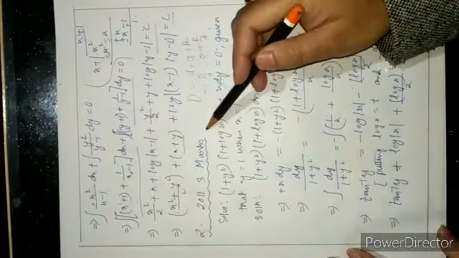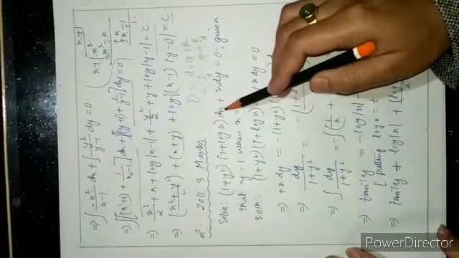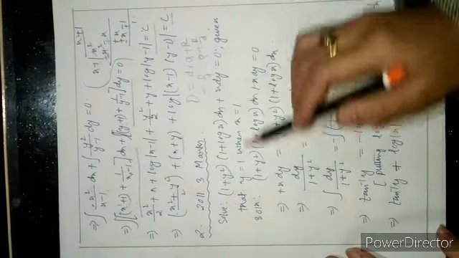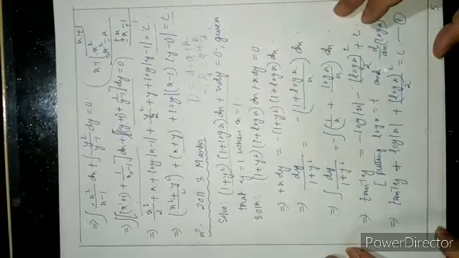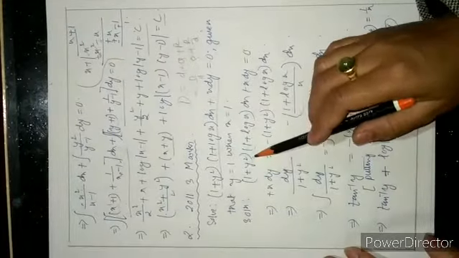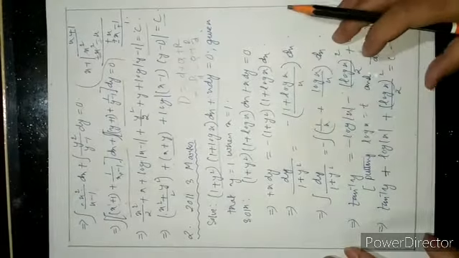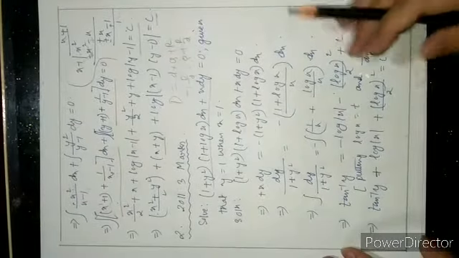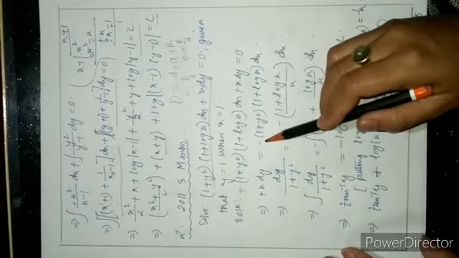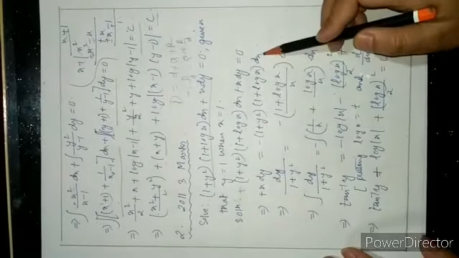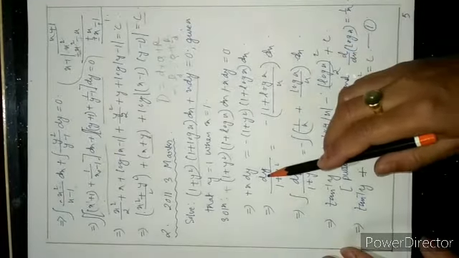Question number 2, 2011: solve (1 plus y square)(1 plus log x) dx plus x dy is equal to 0, given that y is equal to 1 when x is equal to 1. This differential equation is in variable separable form: (1 plus y square)(1 plus log x) dx plus x dy is equal to 0. It is a product of a function of x and a function of y, so separate them. Transposing the term x dy with a minus sign, we get x dy equals minus (1 plus y square)(1 plus log x) dx. Then separate the function of x and y by cross multiplication.